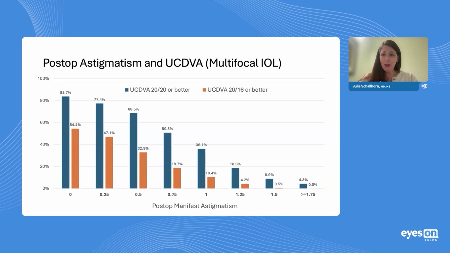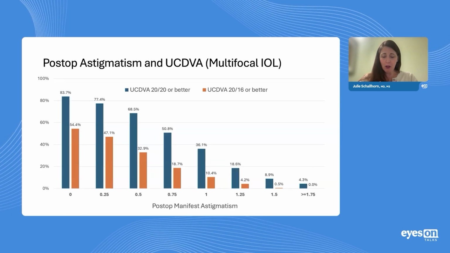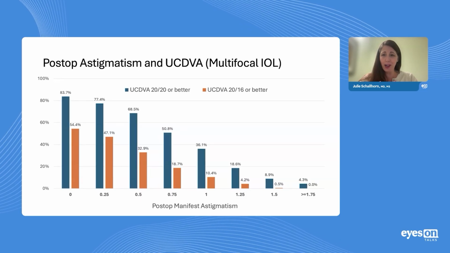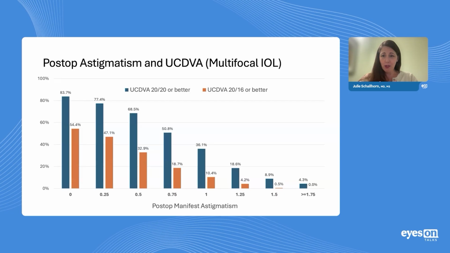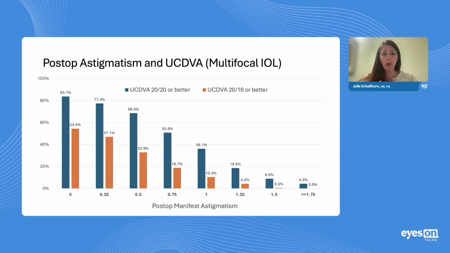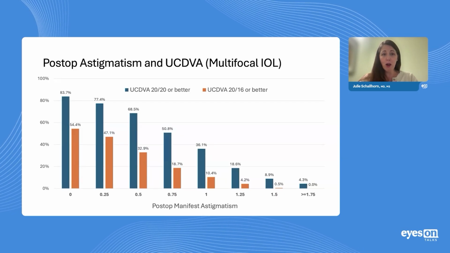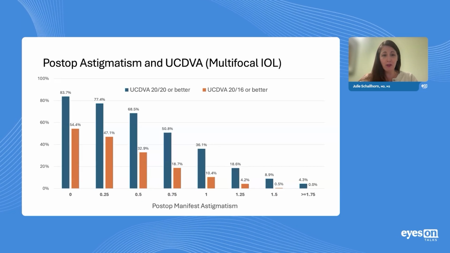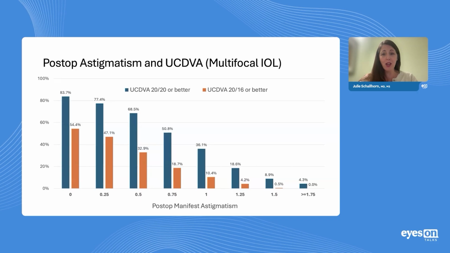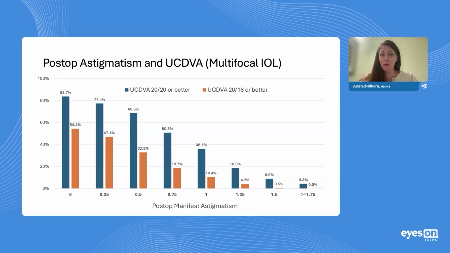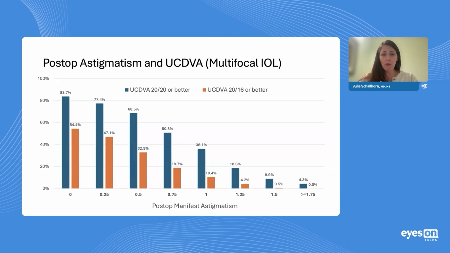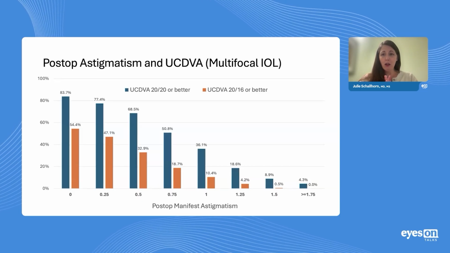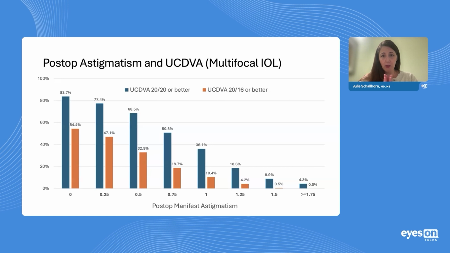And the amount of astigmatism that has an impact on the acuity is really astounding. For every 1/4 diopter increment in residual astigmatism, starting from 0 to just 1/4 diopter, we see a drop-off of between 6 and 10% of patients achieving that level of acuity at the 20/20 level, and it mirrors that at the 20/16 level. So residual astigmatism, even at the 1/4 diopter amount, has an impact on acuity. This is in multifocal patients.